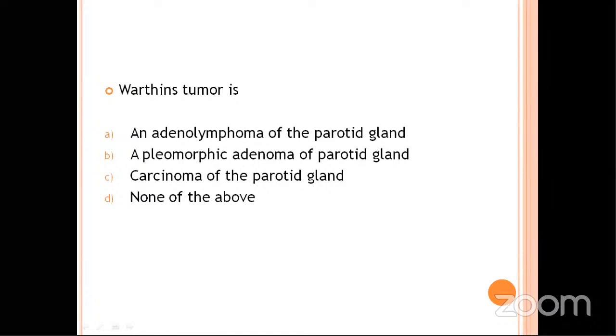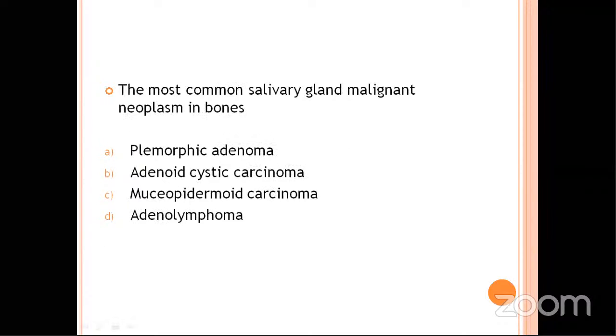Warthin's tumor, papillary cystadenoma lymphomatosum, is also called adenolymphoma of the parotid because it has two components, an adeno component and a lymphoid component. That is why it is called papillary lymphadenomatosa. The most common salivary gland malignant neoplasm arising in the bone is mucoepidermoid carcinoma. That is, histopathologically you see salivary gland components, but the tumor is in the bone; that is the question. So it is mucoepidermoid carcinoma.